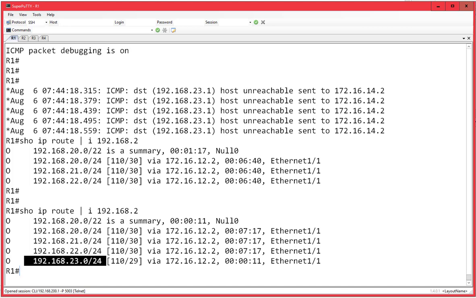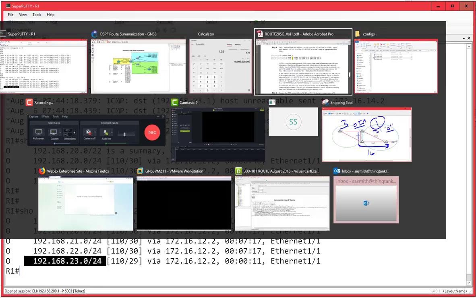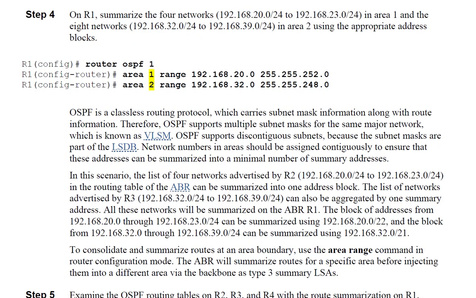This is all stuff we talked about when we talked about EIGRP, right? This concept of the null zero route and everything else. Okay?